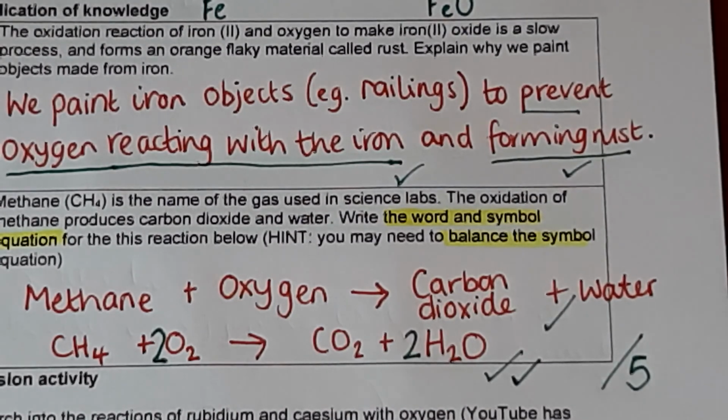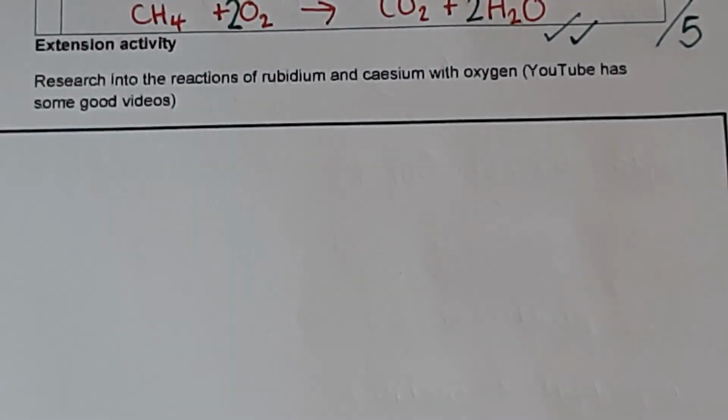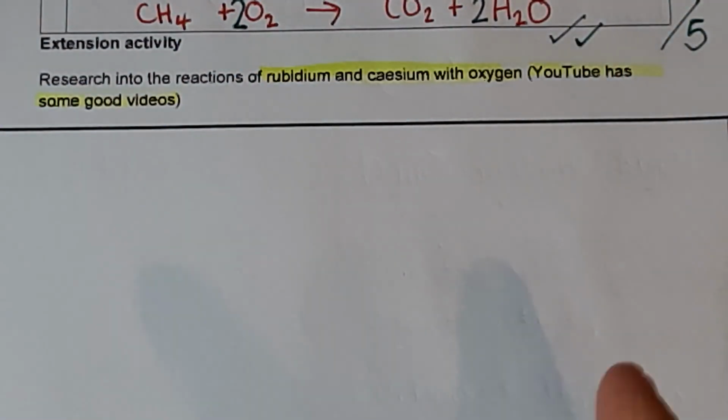Okay, so our extension activity. Your extension activity is to research the reactions of rubidium and cesium with oxygen. Again, YouTube has some great videos on this. What I want you to write in the box here is a small amount of information about how reactive rubidium and cesium are with oxygen and what you would observe when they react. So do you see a little fizzling and bubbling, or do you see something else?